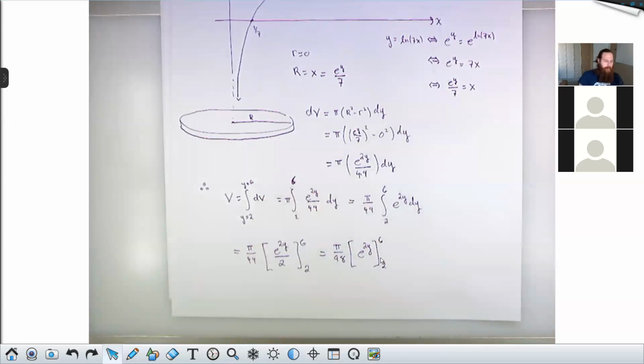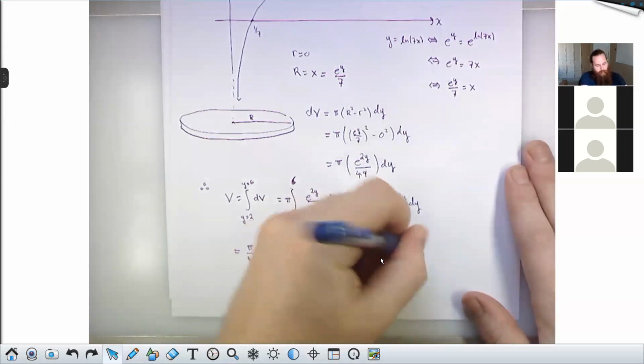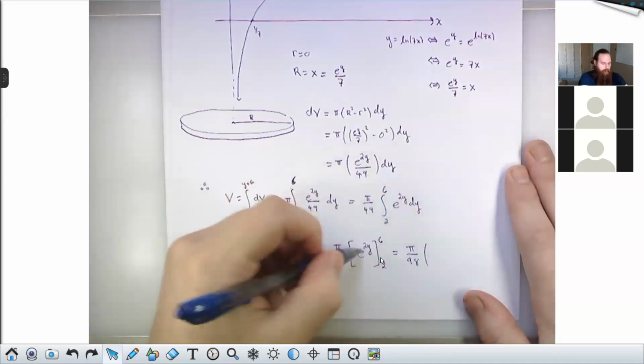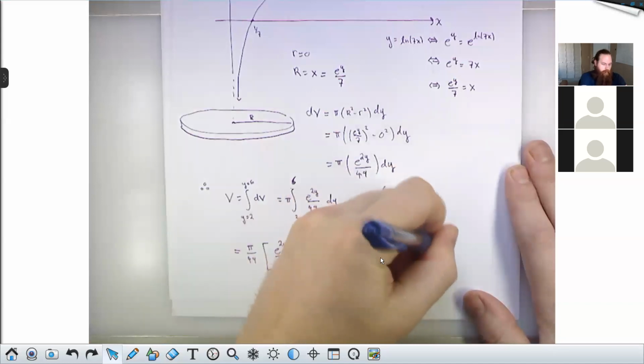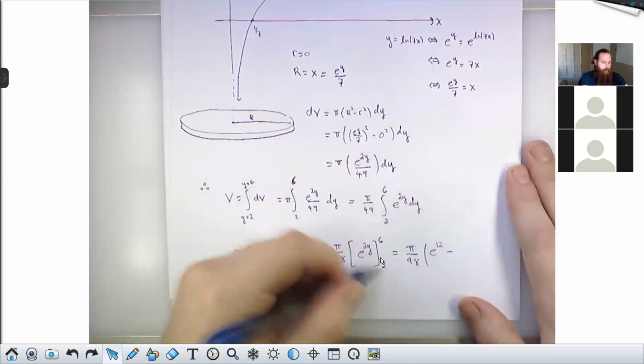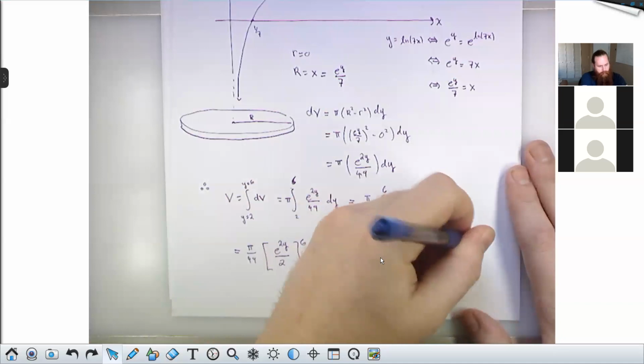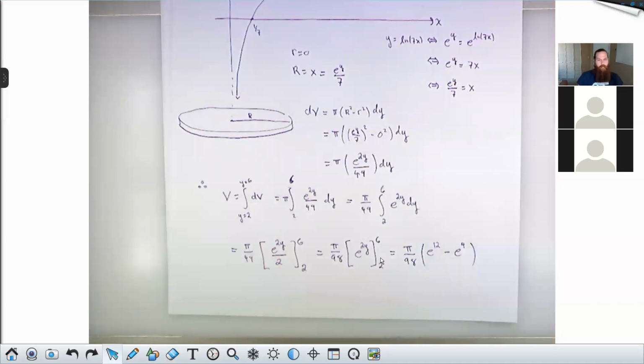So that'll be e to the 12 minus e to the 4. When I plug in the 6, I'll get e to the 2 times 6. That's e to the 12. And then I subtract what I get when I plug in the 2. That's e to the 2 times 2, which is e to the 4. Sorry, I think I said that wrong the first time. Yeah, e to the 12 minus e to the 4. Sorry. Okay. Questions on this one?